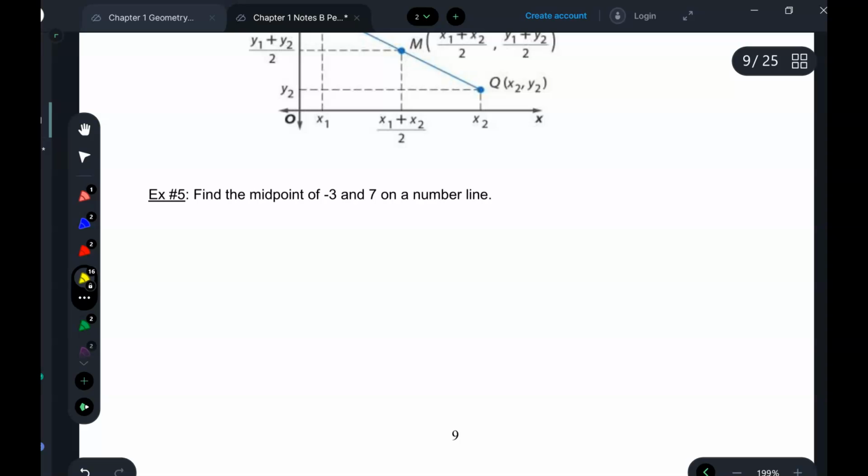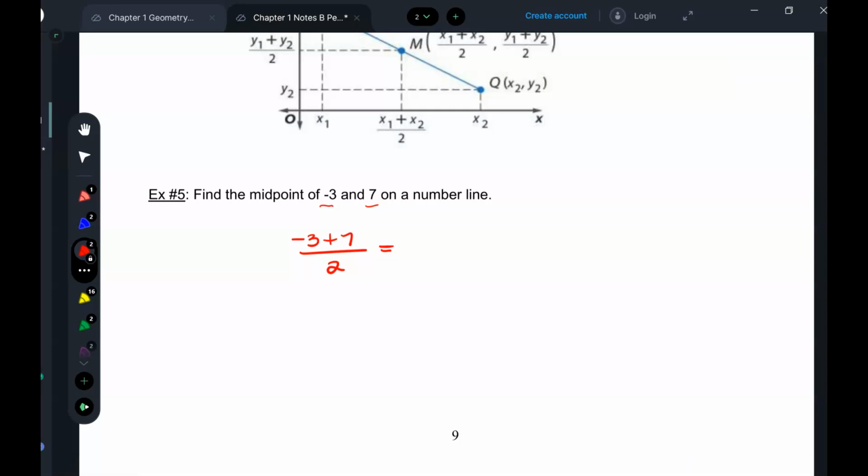Find the midpoint of negative 3 and 7 on the number line. Midpoint is average. How do we find the average of negative 3 and 7? So I have negative 3 plus 7 divided by 2. What's negative 3 plus 7? 4. Divide by 2. 2. Oh, that's easy.